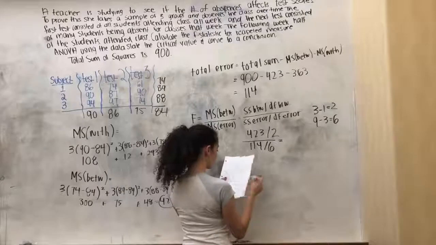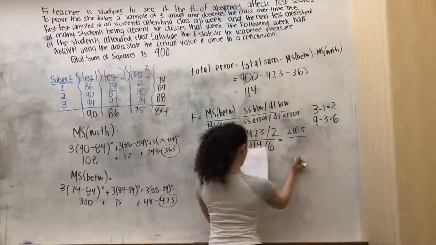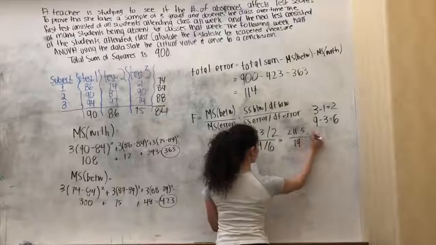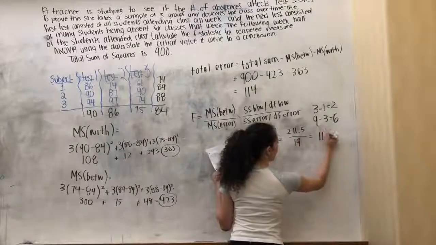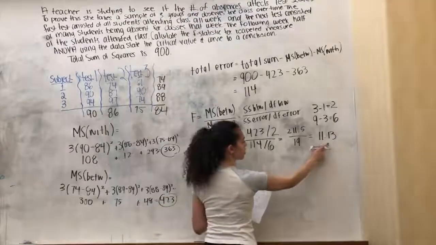This is going to equal 211.5 over 19, which is going to be 11.13. So our F statistic is going to be 11.13.